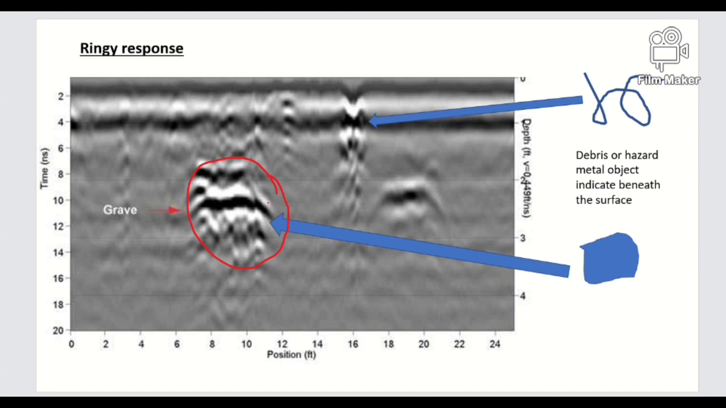So if there is any debris of steel, or debris left after construction, in the subsurface or at shallow depth of the subsurface, it will give a ringy response. We have to consider that this type of material is present here.